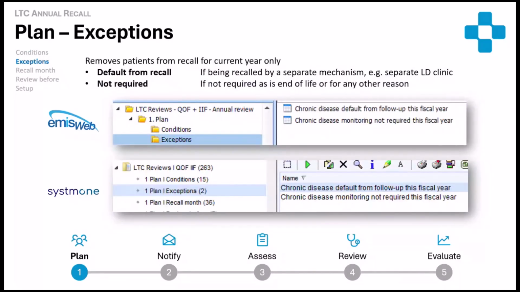Now, you might be sitting there thinking, well, we currently don't recall for that specific condition, or maybe you've got another mechanism in how you recall those patients. So we will give you the option of adding specific codes to those patients that will take them off the invite reports that we have built. So again, we will cover that in more detail on the practice specific webinar. So please don't worry about what those codes are now, but we will provide some reports in the exception folders that would show those patients that have that code added to them.